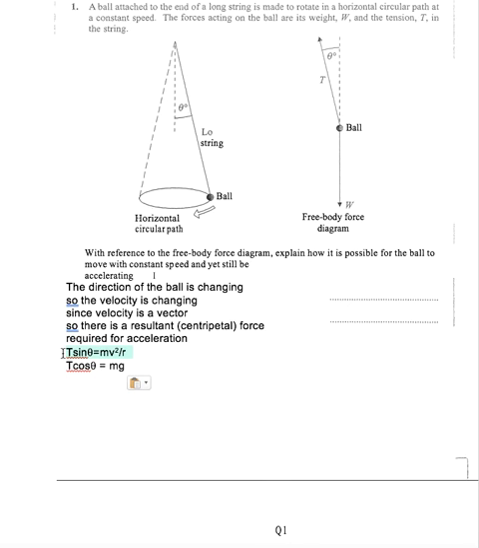There's going to be 1 mark for that. There's going to be a mark for that, a mark for that, and then a mark for observing that as the velocity is changing, there has to be an acceleration, and therefore there has to be a resultant force to cause that acceleration by Newton's second law.